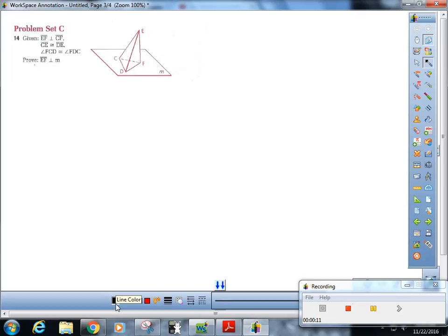Okay? All right, so this is a tough proof. We're going to have to do it in multiple columns because I don't think it's going to fit. Let's see. We are given that EF is perpendicular to CF, and I think we're just going to have to hold on to that for a little while. I think we're not going to be able to use that for quite a while. We know that CE is congruent to DE, and we know that angle FCD is congruent to angle FDC. And we're trying to prove that EF is perpendicular to plane M.